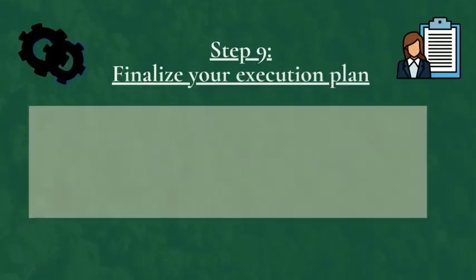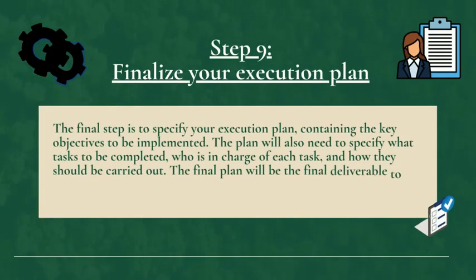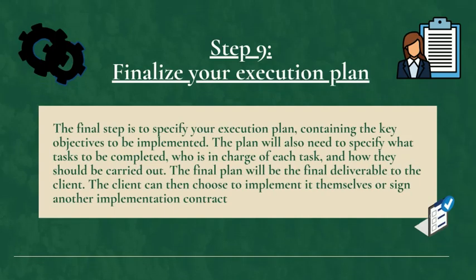The last step is finalizing your execution plan. The final step is to specify your execution plan, containing the key objectives to be implemented. The plan will need to specify tasks to be completed and how they should be carried out. The final plan will be the final deliverable to the client. The client can choose to implement it.